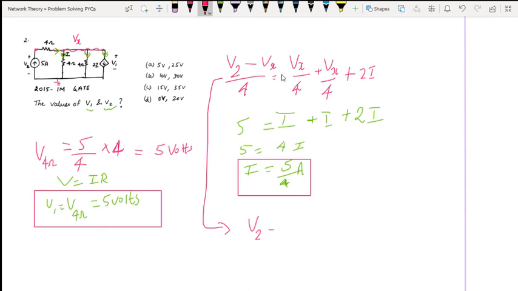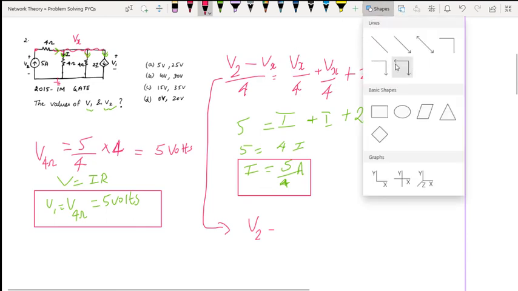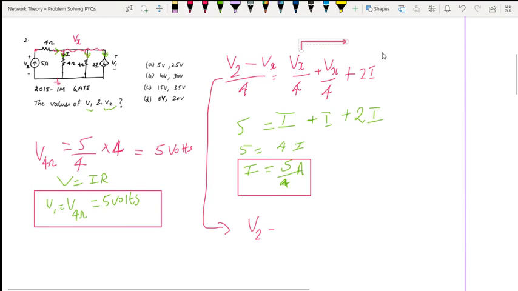Minus Vx. What is Vx? Do we know what is Vx? I know what is I, correct? From here I can say the I will be equal to Vx by 4. So Vx by 4 equal to I, which is 5 by 4. So this gives Vx equal to 5 volts. So from this I can take Vx to be 5 volts.